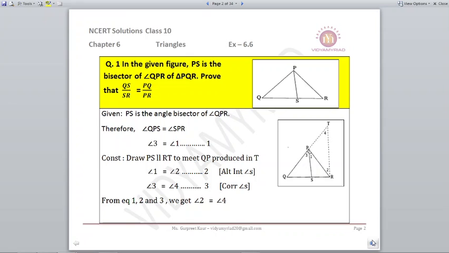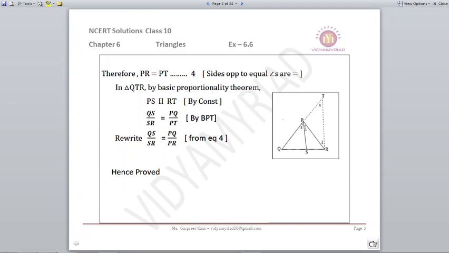According to this, when PS is parallel to TR, it means angle 1 is equal to angle 2 because these are alternate interior angles. And we can also say that angle 3 is equal to angle 4. These are corresponding angles. From all the three equations, we come to know that angle 2 is equal to angle 4. So what does it mean? When 2 is equal to 4, it means PR will be equal to PT because we know sides opposite to equal angles are always equal.